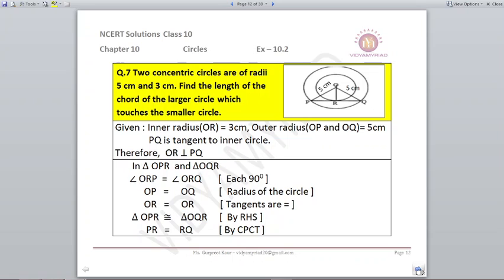So let us make the two triangles congruent over here, that is triangle OPR and triangle OQR. We know that angle ORP will be equal to angle ORQ. Each will be 90 degrees because this is the tangent to the circle. OP will be equal to OQ, that is the radius of the circle, and OR is equal to OR, it is common. So with this the triangles are congruent, and we can say that PR is equal to RQ.